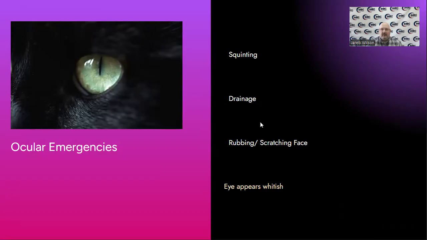All right, so for this one, this is eyes. A cat comes in. The owners say that the cat is squinting a lot, and there seems to be a lot of drainage from the eye area. Just the one eye. The cat seems to be rubbing, scratching at their face a lot, constantly rubbing that side of the face against the carpet or against furniture. And the eye almost appears like there's a haziness or whitish coloring to it.